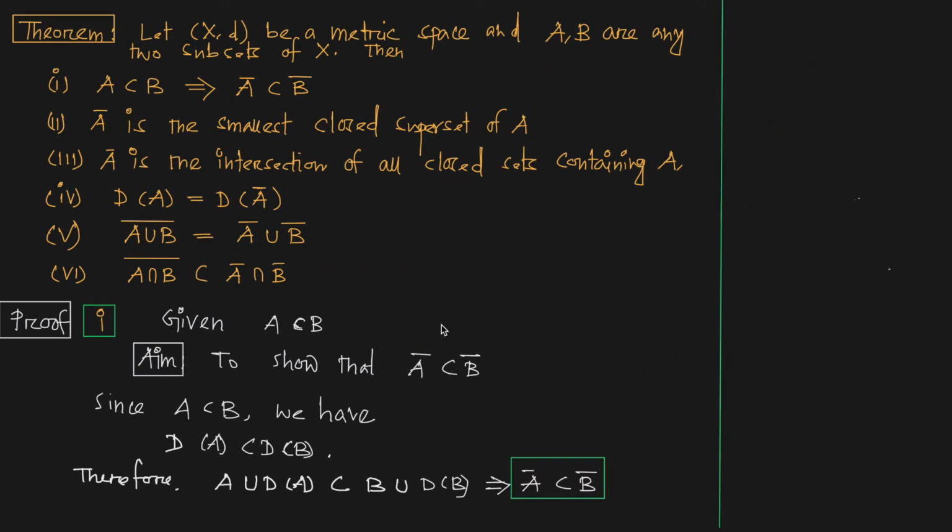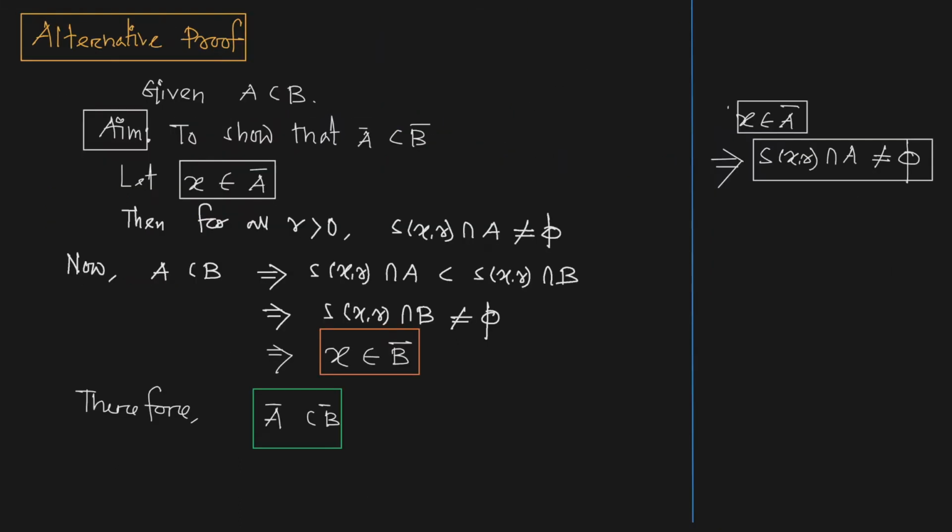আমাকে কি দেখাতে হবে এখানে? We have to show that a closure is the smallest closed superset of A, ঠিক? So number 2, দেখো আমাকে কি দেখাতে হবে এখানে, দেখাতে হবে A closure is the smallest closed superset of A.